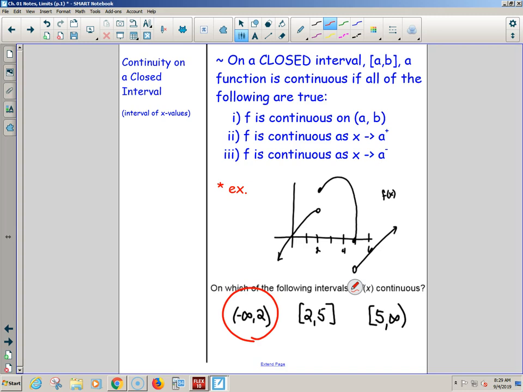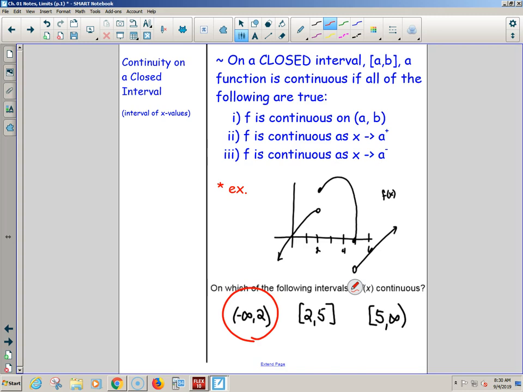My orientation's a little off. How about from 2 to 5? No. Actually, no, but sorry, Cheryl. When you look at it quickly, a lot of people would say no. Why? Well, there's a break, and there's a break. So no, if you're including 2 and 5, there are issues at 2 and at 5.